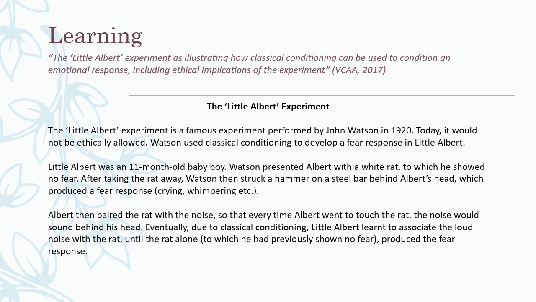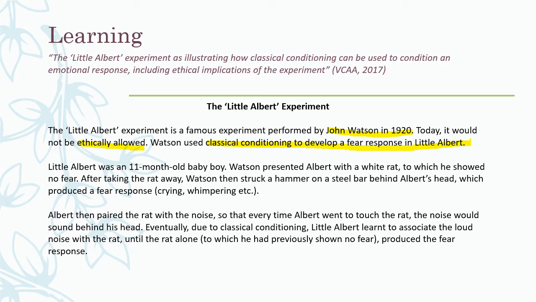The little Albert experiment was a famous experiment performed by John Watson in 1920. It would not be ethically allowed. Watson used classical conditioning to develop a fear response in little Albert. I've had people in the past get this one wrong because they've said it was operant conditioning. It wasn't. So little Albert was an 11-month-old baby boy, and Watson presented Albert with a white rat.